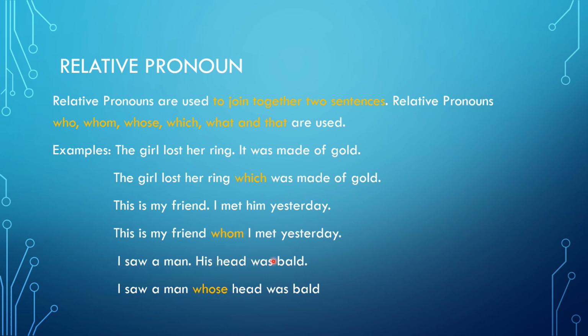I saw a man, his head was bald. Here also there are two sentences. I saw a man is one simple sentence. His head was bald is another simple sentence. And we have used the relative pronoun whose to join together these two sentences and make one complex sentence. So the sentence reads, I saw a man whose head was bald. So this sentence is a complex sentence.